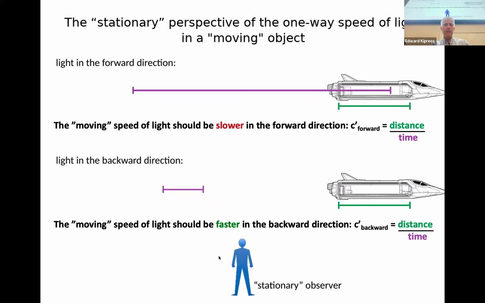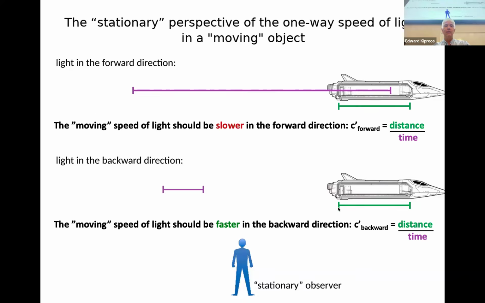So now, this stationary observer is trying to understand what the moving observer on the spaceship is thinking, or how he can calculate the speed of light. And what you have to think about is the moving observer is going to say, well, the distance was this cabin. So this distance is this green arrow here, green distance. But the stationary observer thinks, well, in the forward direction, the light took this long to reach it. So why isn't the moving observer taking this distance divided by the time, which is very long, and coming up with a slower speed of light, so slower than c?